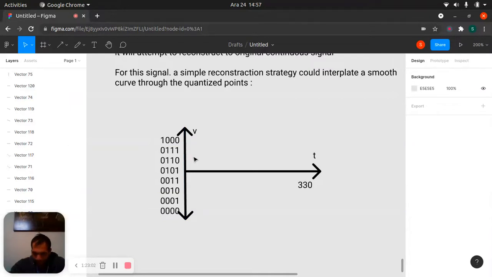Now, what I want to do here, I will show you our new data, how we are doing with the smooth curve through quantized points, how we could interpolate it. Okay, it will be like that. Which color? Okay, it can be blue. Let's say this one is blue. Okay, this is our reconstructed data. It's coming all the way like that.